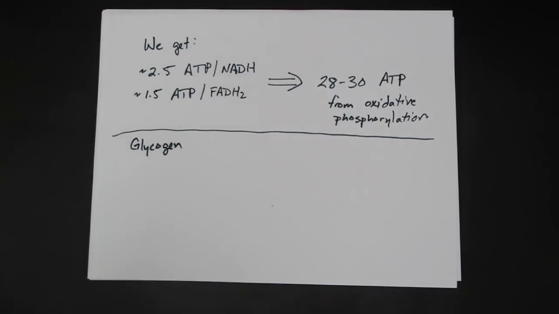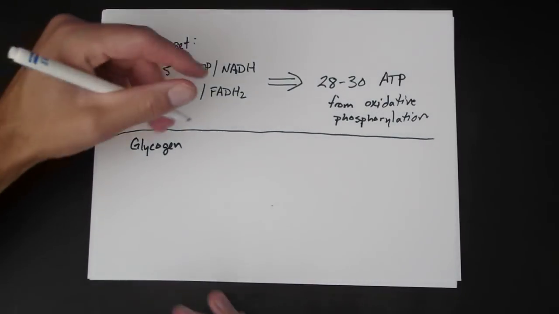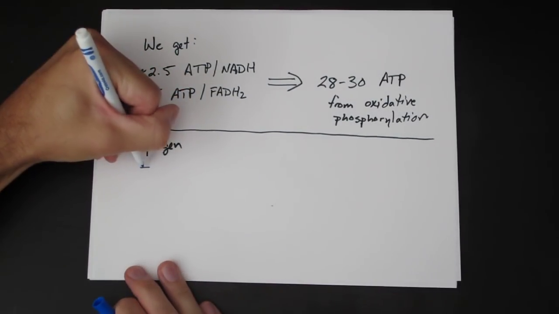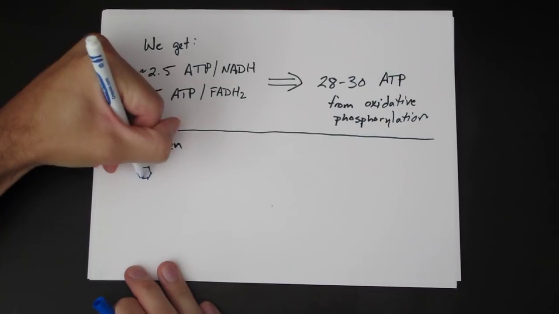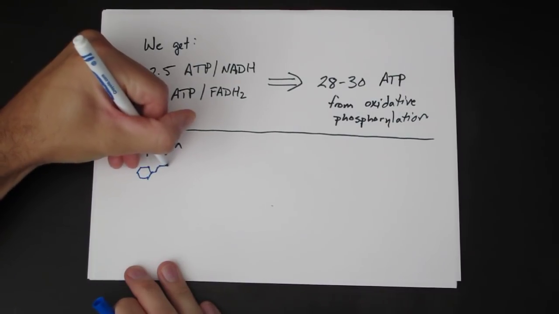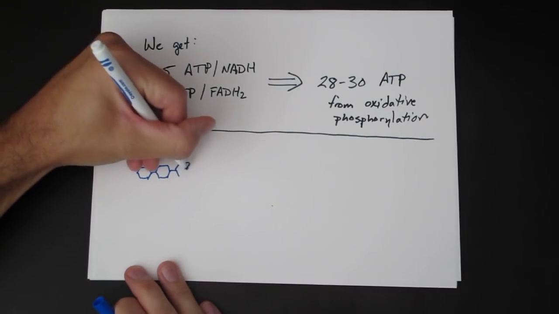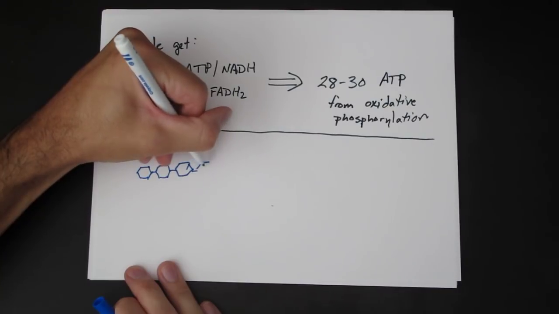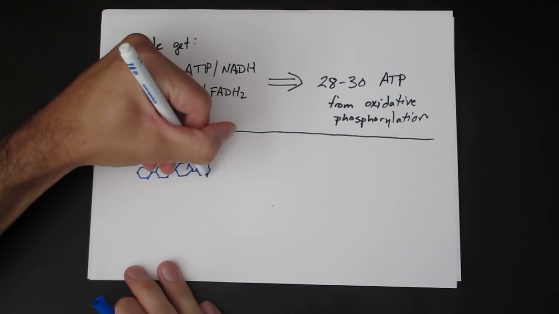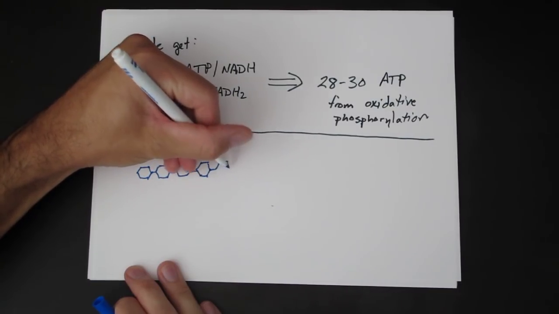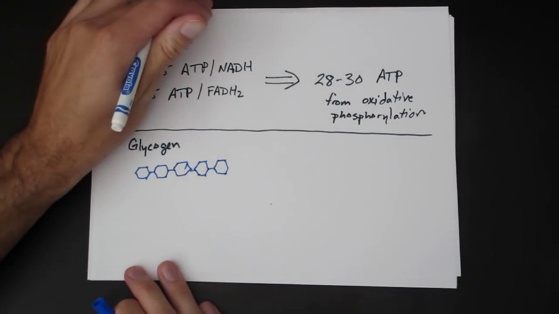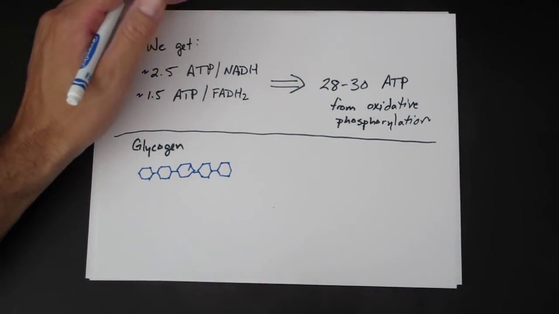So let's talk about how glycogen is metabolized. You remember that glycogen is just simply a string of glucose molecules, right? So we have these 6 carbon sugars that are all strung together, something like this. All right, so on and so forth. Glycogen is obviously a lot bigger than this, but this is what we have.